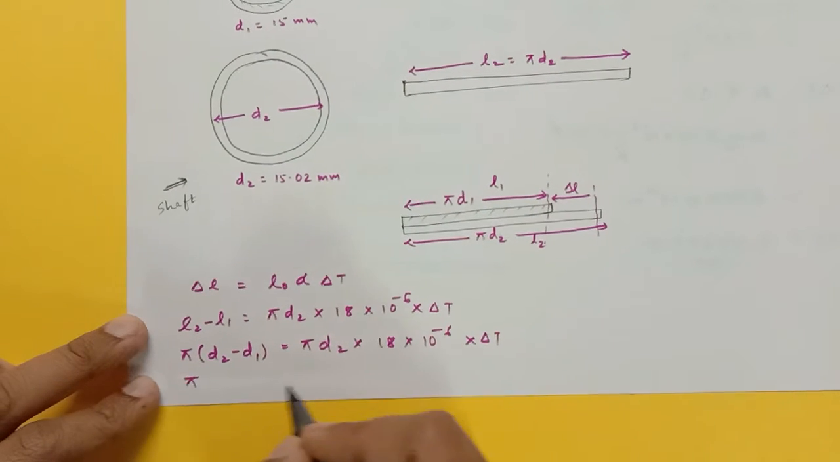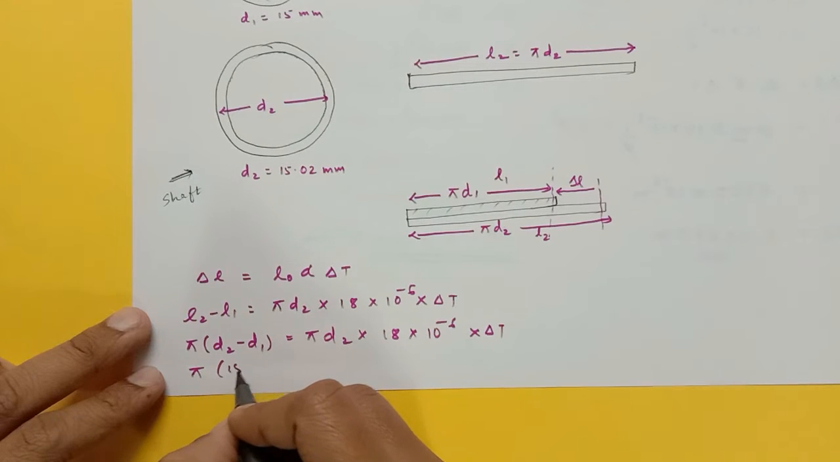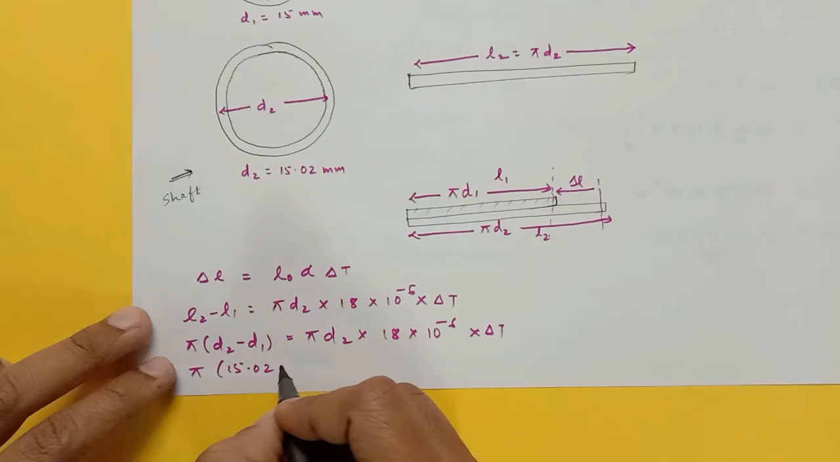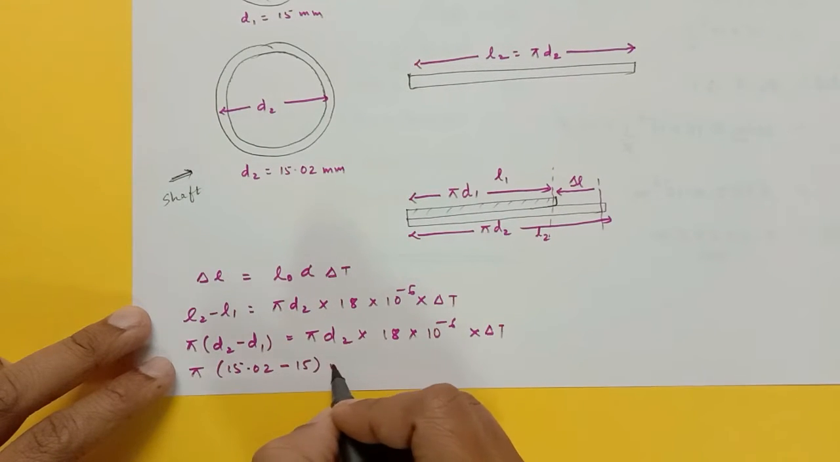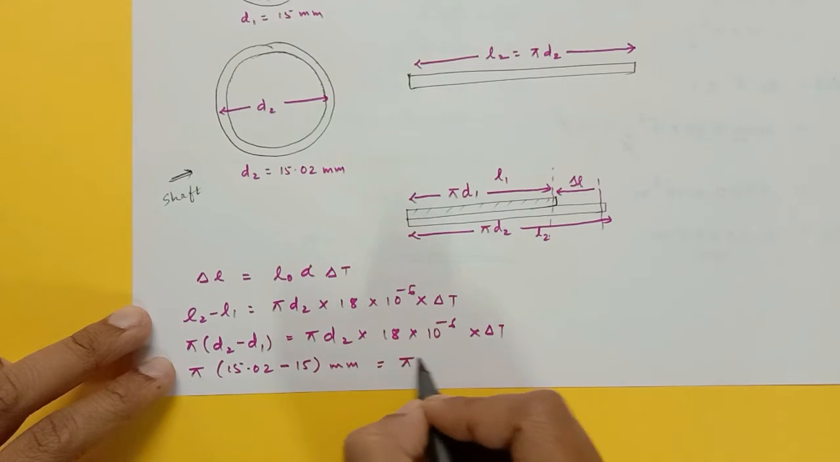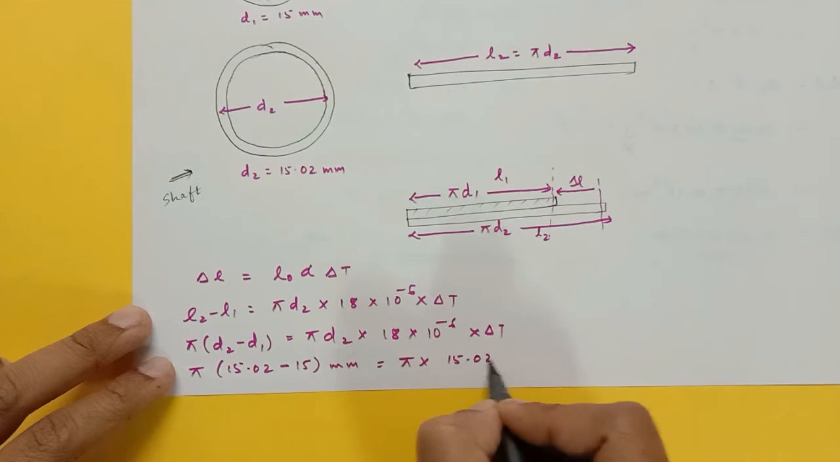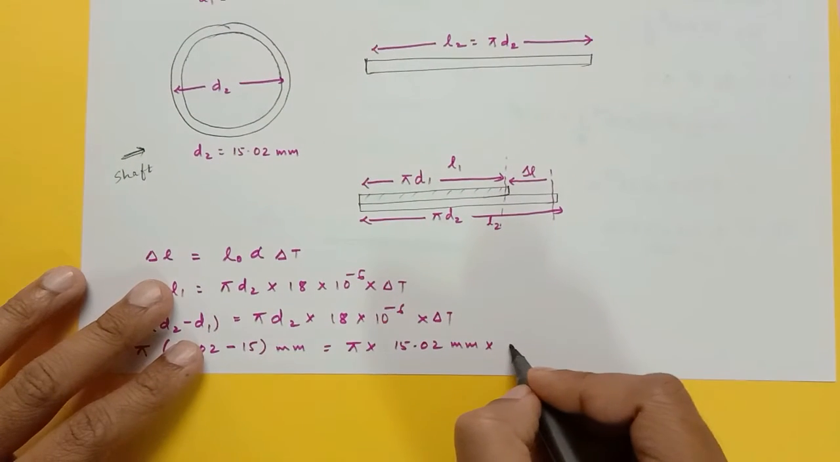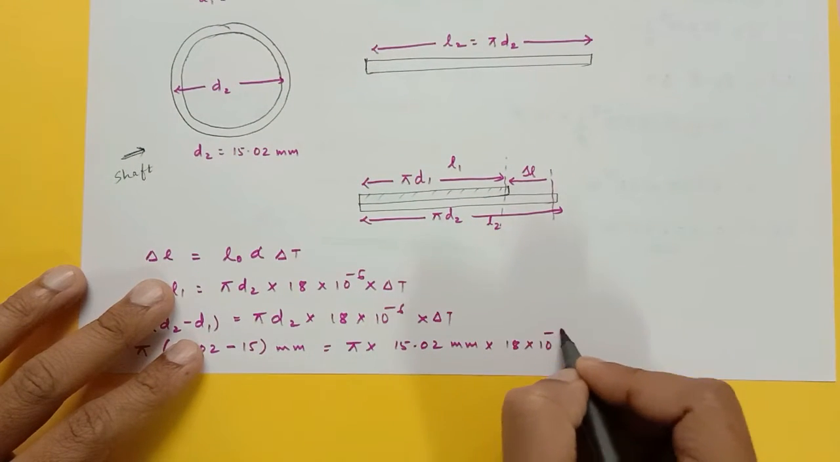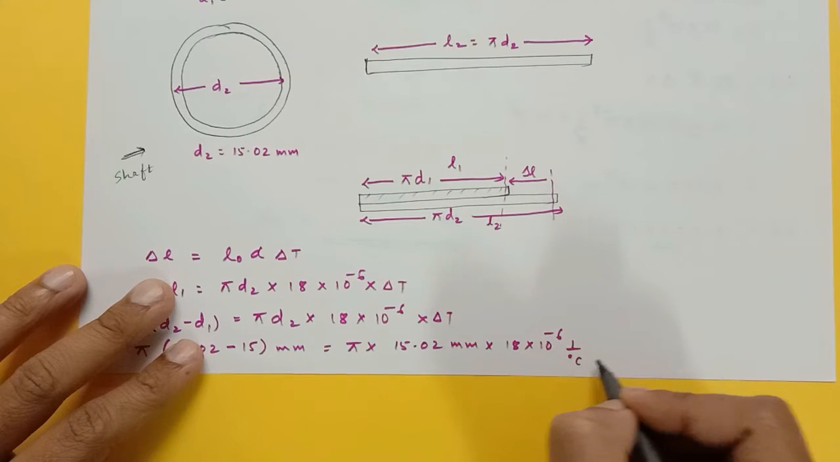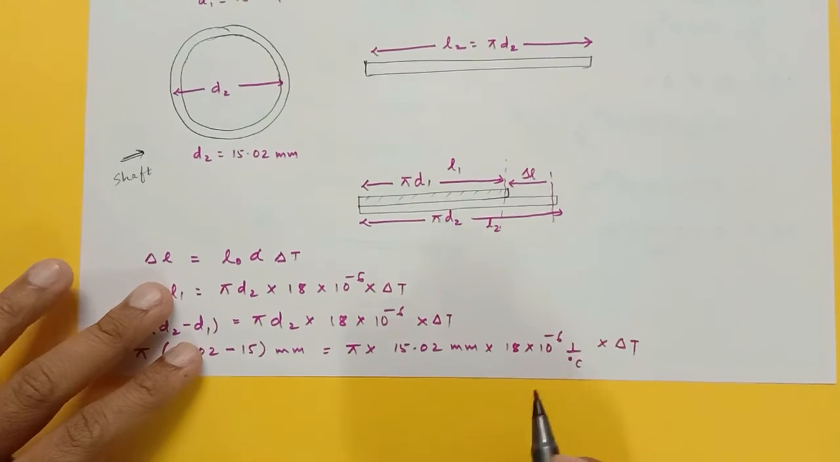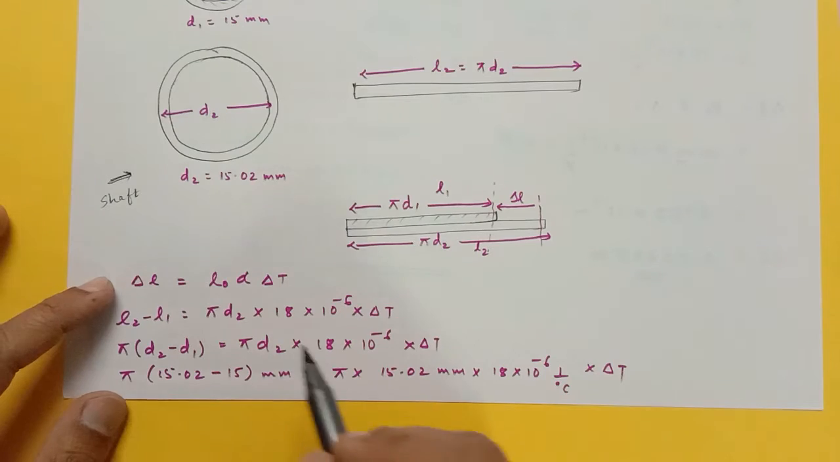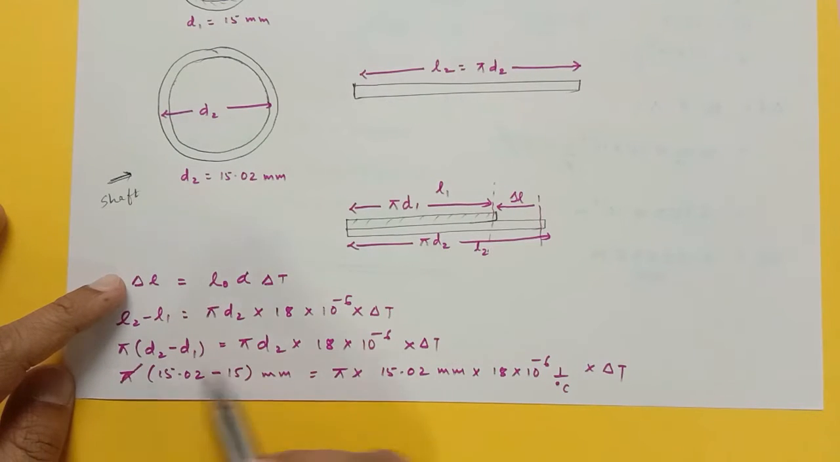Now I am going to substitute the values. d2 minus d1 is 15.02 mm minus 15 mm, so mm is again common, that is equal to pi times 15.02 mm into 18 into 10 raised to minus 6 per degree Celsius into delta T. So this degree Celsius will go up over here, and this pi and pi are anyhow going to get cancelled. So this is 0.2.